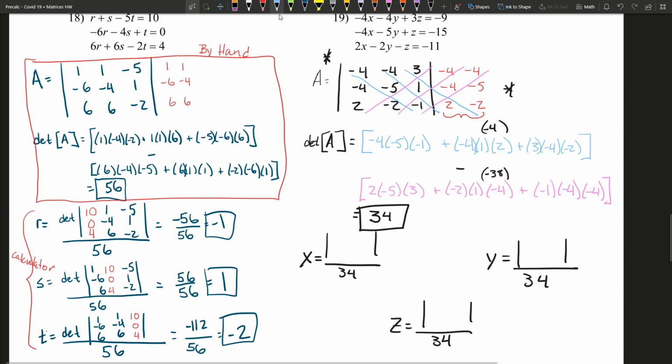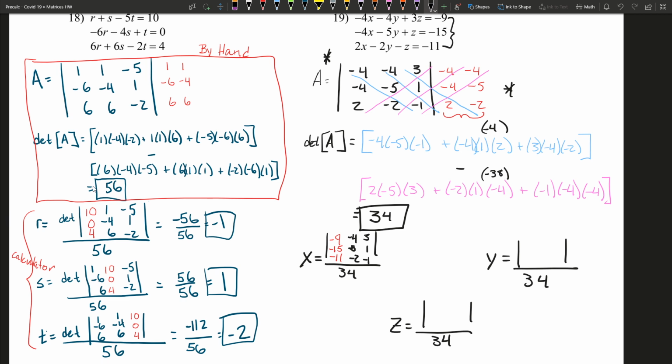But first, what I'm really expecting is just you to be able to write them out. All right, so these matrices will have just their x column for x replaced with the answers. So negative 9, negative 15, and negative 11. Everything else is the exact same from the coefficient matrix. So for x, we're replacing the x column of the coefficient matrix with the answers.